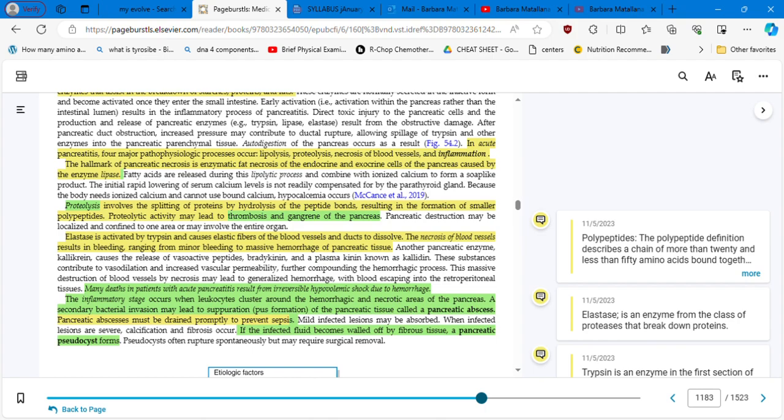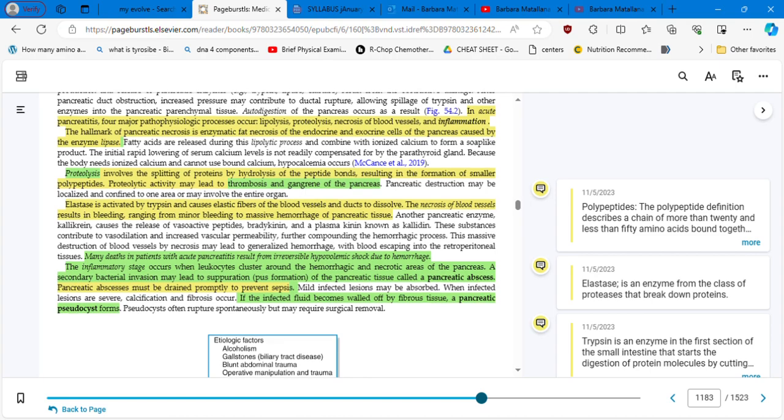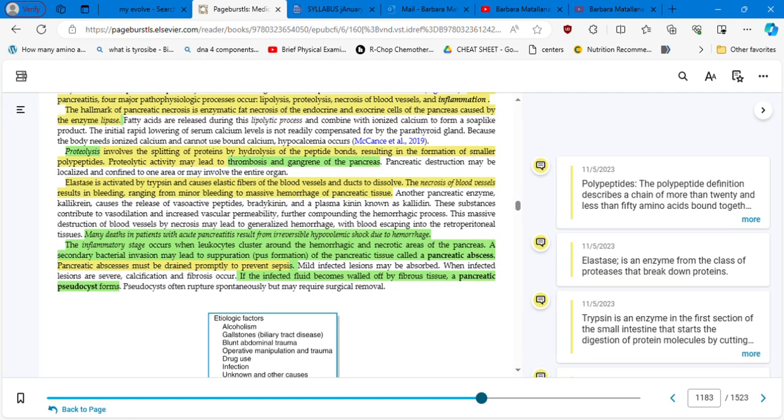Necrosis of blood vessels, and inflammation. So the hallmark of pancreatic necrosis is enzymatic fat necrosis of the endocrine and exocrine cells of the pancreas caused by the enzyme lipase. Proteolysis involves the splitting of proteins by hydrolysis of the peptide bonds, resulting in the formation of smaller polypeptides. Dr. Matalana, this is too complicated.